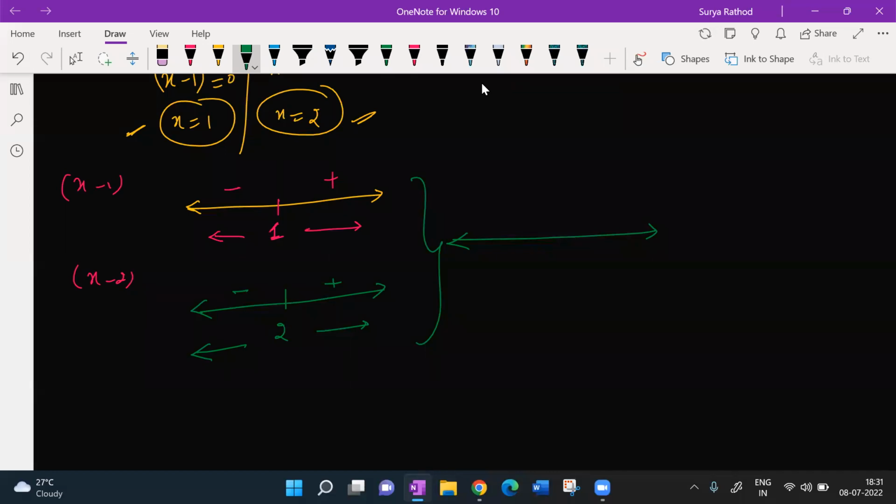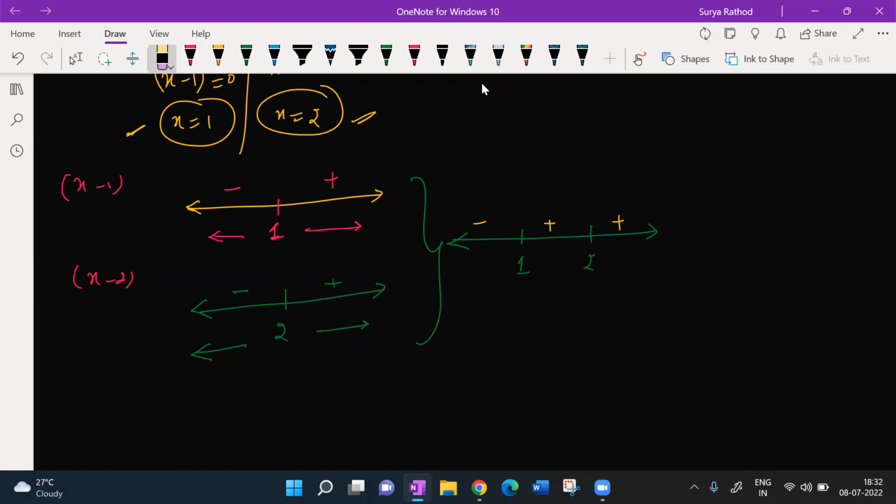Combinedly, I'll be writing 1 and 2. Now tell me, any value to the left of 1, what is it going to be? Negative. Any value to the right of 1 is going to be positive. Why? Because it is greater than 1. You understood? Yes, sir.